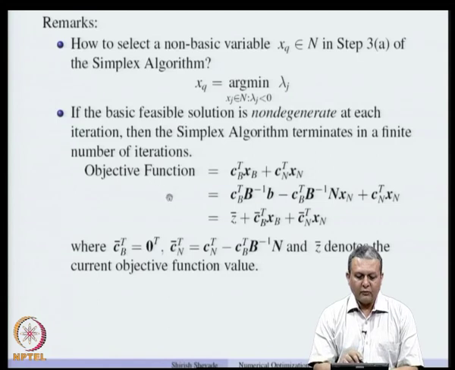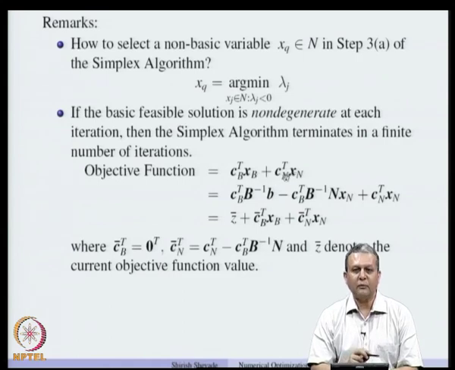So, the objective function, if we split it in terms of the basic and the non-basic variables, will be CB transpose XB plus CN transpose XN, and XB is nothing but B inverse b at a given point. So, CB transpose B inverse b minus CB transpose B inverse N XN. Remember that XN is 0. So, these two quantities are truly 0, but we have written them because we will use them for our explanation.